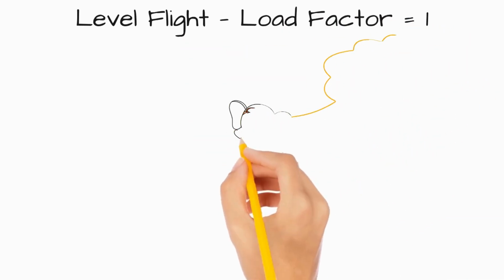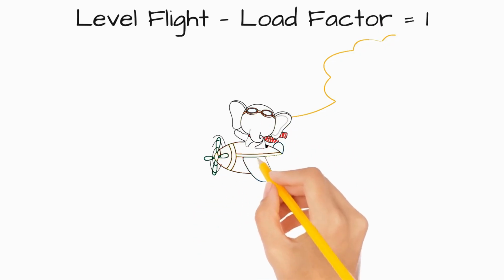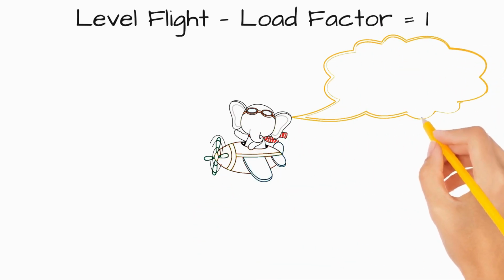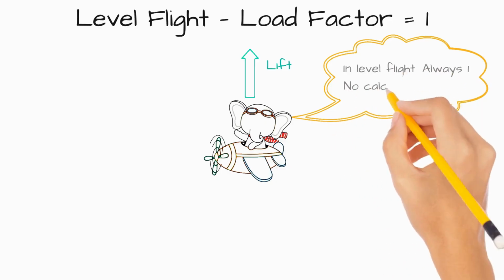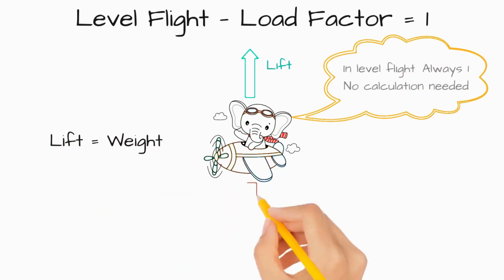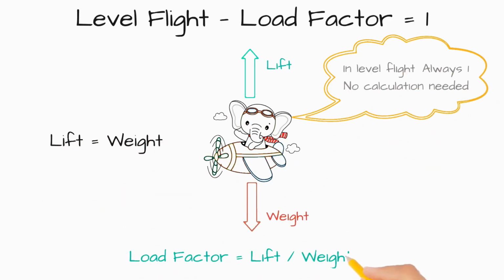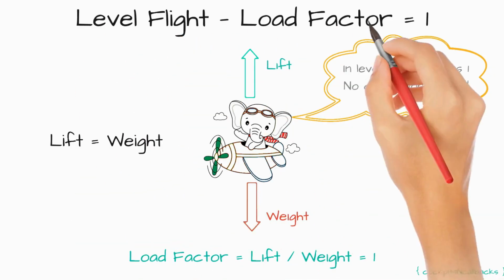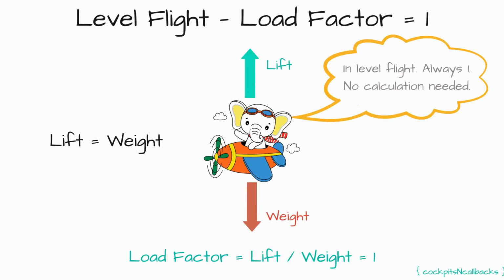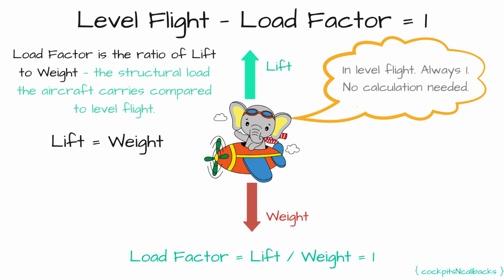Here is our aircraft in straight and level flight. Two forces act on it. Lift, the upward force the wings generate as air flows over them. Weight, the downward pull of gravity on the entire aircraft. In level flight, these two forces are equal. Lift equals weight. Altitude is maintained.